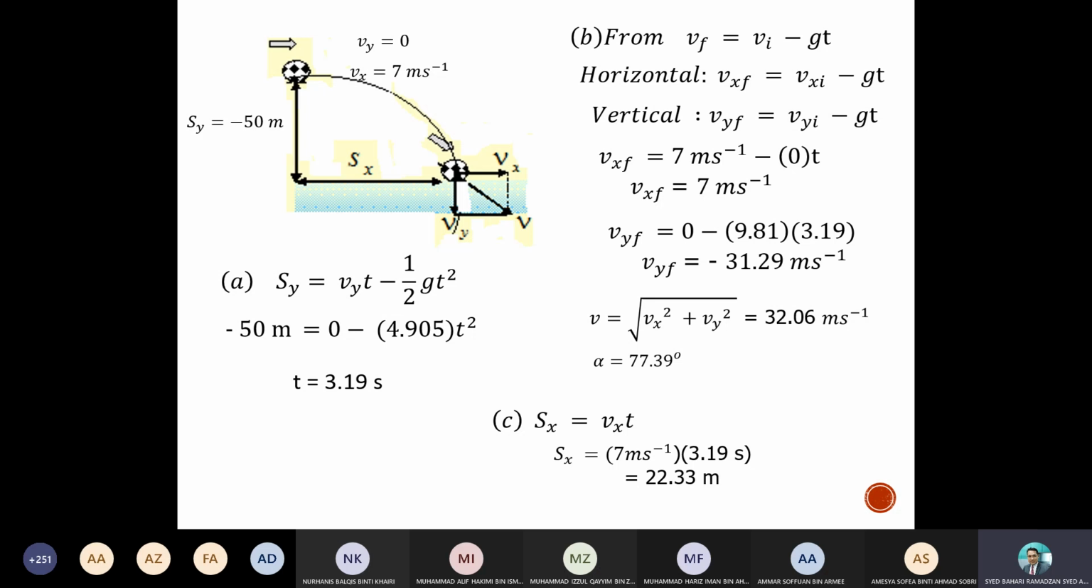The last question is to calculate Sx, the distance between the ball and the bridge. We know the Sx equation is the same as this equation, but without this term. It only leaves Sx equals Vx t. We have Vx, which we already know is 7, and we have T, which we already calculated, 3.19. So the Sx, or the distance between the ball and the bridge, is 22.33 meters. So I think that's all.